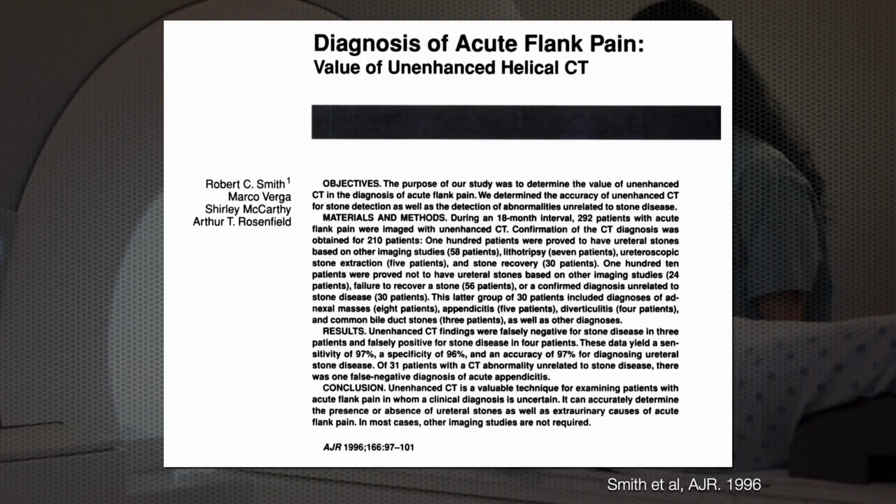So what about imaging, right? Back in the mid-90s-ish, when this study was published, the idea of doing a CT scan to evaluate for kidney stones kind of emerged. This article was published in 1996 in the American Journal of Radiology, and it basically showed that the CT scan had about a 97% sensitivity, a 96% specificity, and an accuracy of 97% when diagnosing renal stones, right? And so these are really good test characteristics.